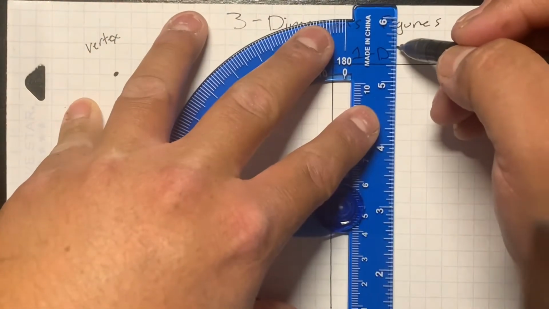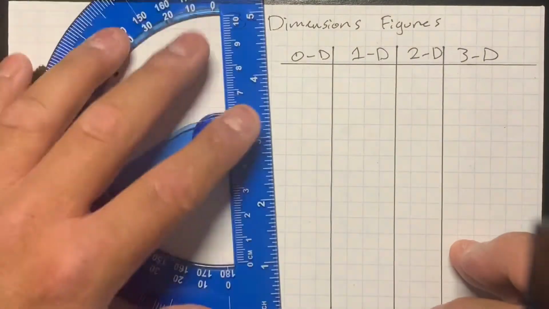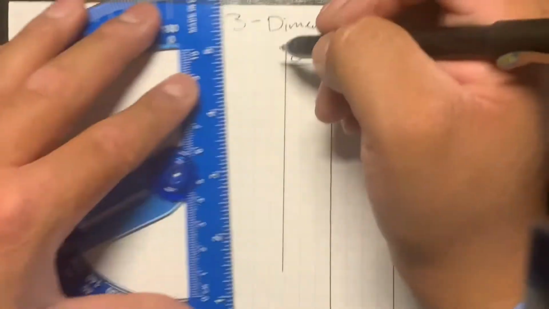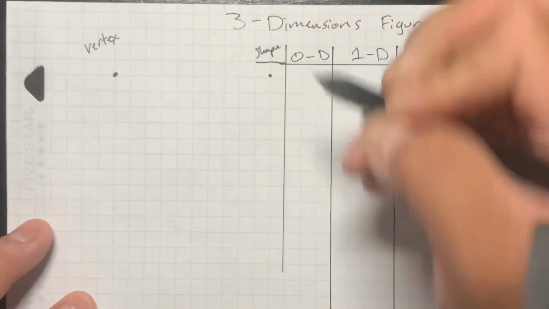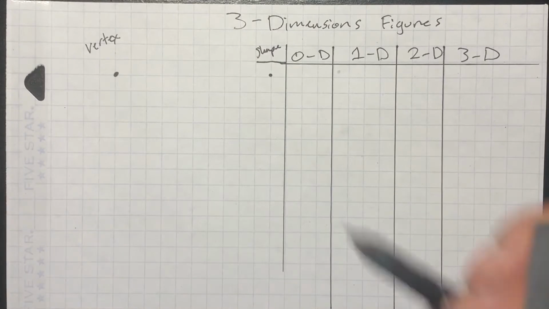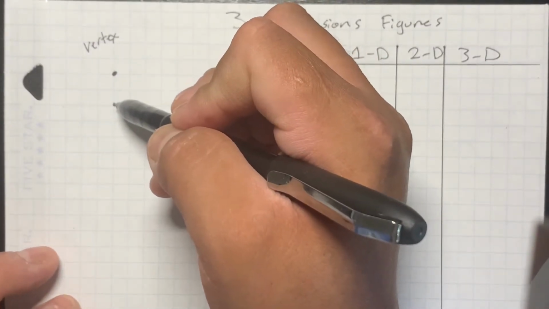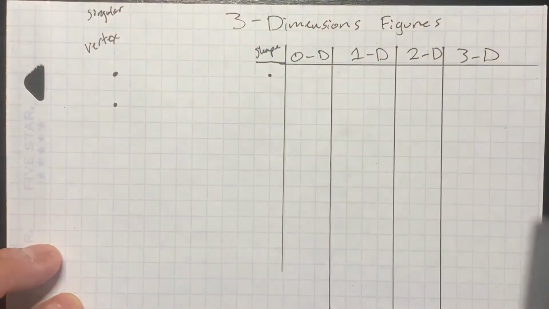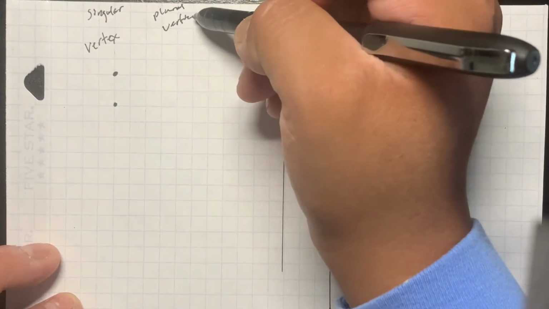I'm going to get very specific with this because I really want you guys to have a deep understanding about what three-dimensional figures really are. So I'm going to put shape here. Again, that vertex there has no dimensions. Now you'll see what I'm saying in a bit. Now I'm going to make another vertex. When it's singular, it's called a vertex. When it is plural, they're called vertices.